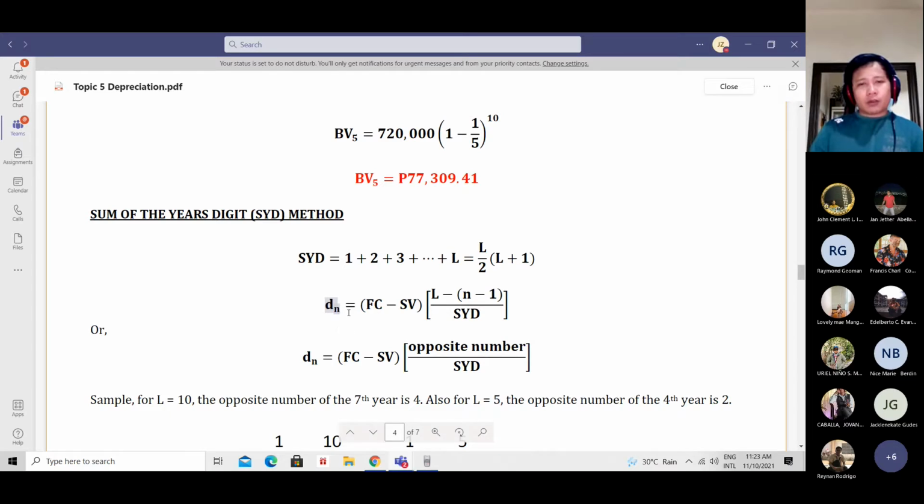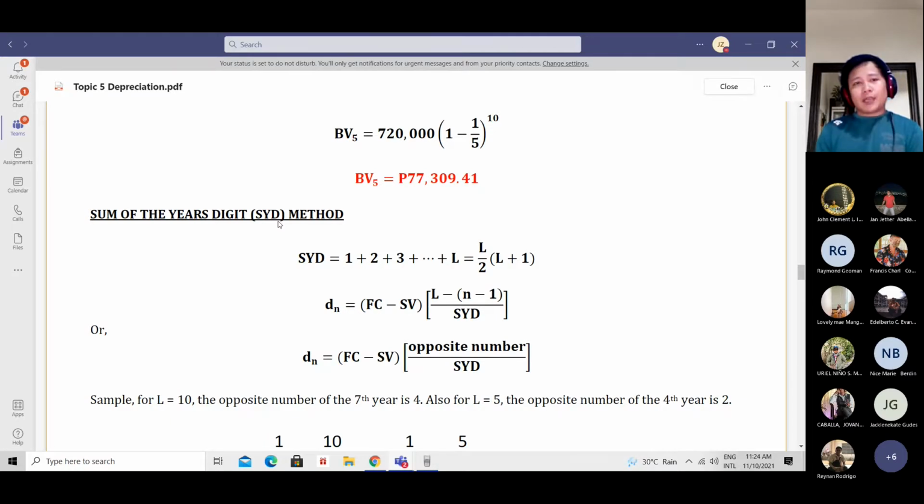Now, the annual depreciation is the first cost minus salvage value times L minus N minus 1 over SYD. Meaning, you can solve for the annual depreciation at any year end. Why is the formula given for any year end? It's because the sum of the year's digit method is not like the straight line method or the sinking fund method, which have the same depreciation every year. No, SYD is not the same. In SYD, the depreciation is different every year.